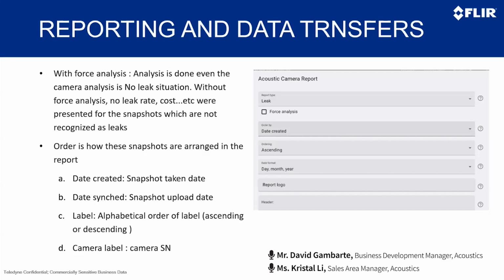And also for the ordering, this is more like a snapshot ordering in a report. We provide our customers different ways, like the date created, basically when the snapshots have been taken, and also the date synced in the report, or the uploaded date. Or we can use the label, alphabetical order of the label, to order the snapshots in the report. Or you can also make the order based on the camera label or the serial number.